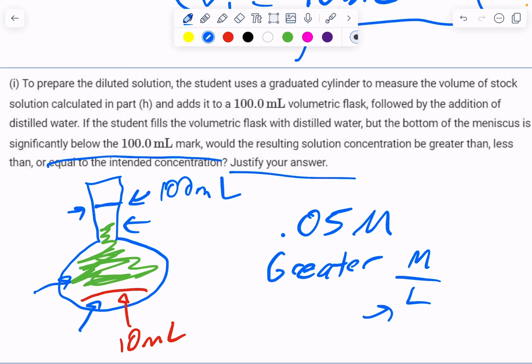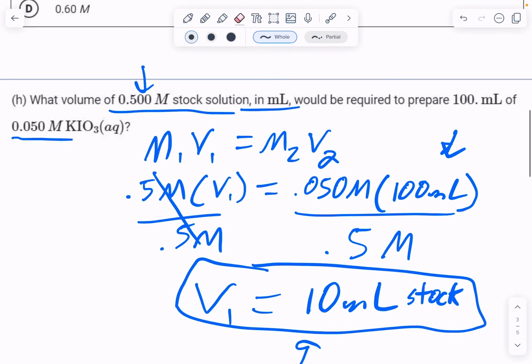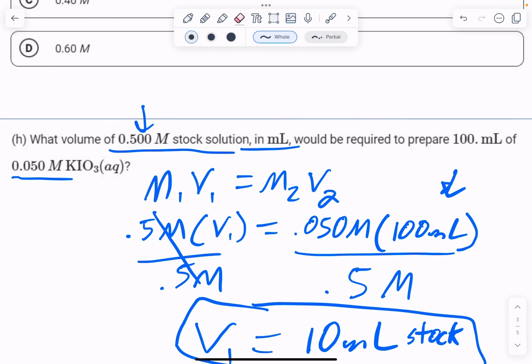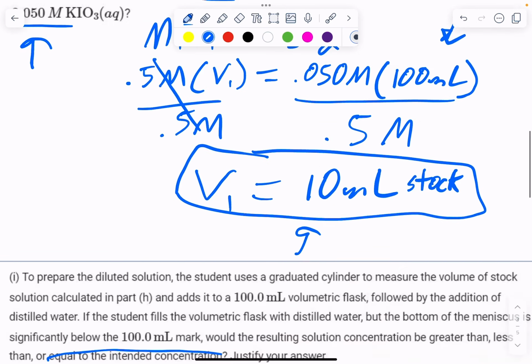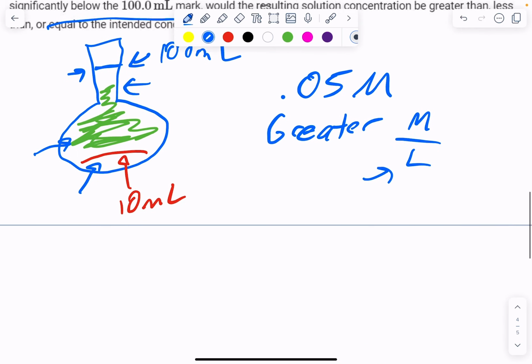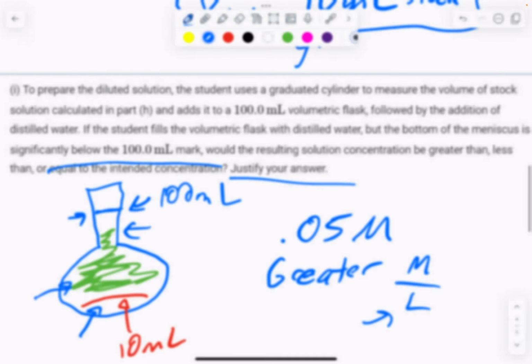So when you justify your answer, talk about how you did not add enough distilled water to the amount of moles of stock solution you have, so you're going to have a greater concentration than your intended concentration of 0.05 molar. Okay, that would be a good way to answer that question. So that's it.